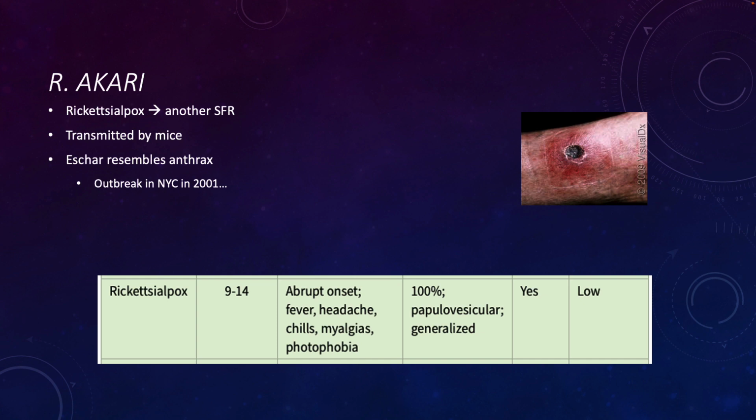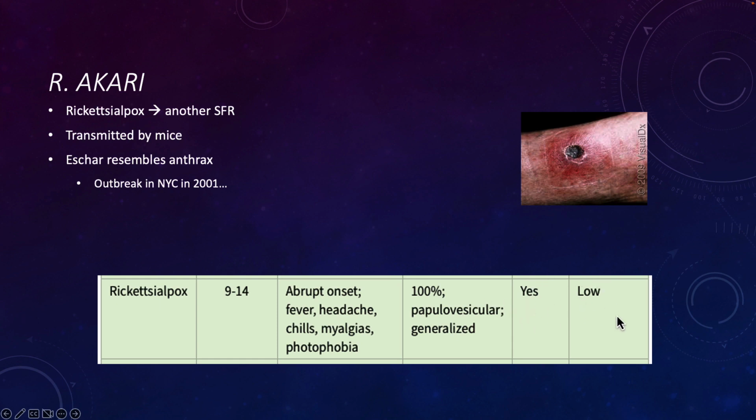And there's going to be a rash that develops in all patients with a generalized distribution, which means it's basically kind of similar all over the body. It's not on the extremities versus on the trunk in more concentration. It's just kind of everywhere. In this case, yes means this is the eschar column, so there is an eschar.